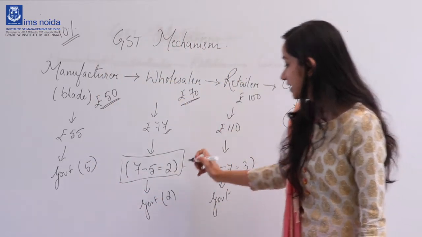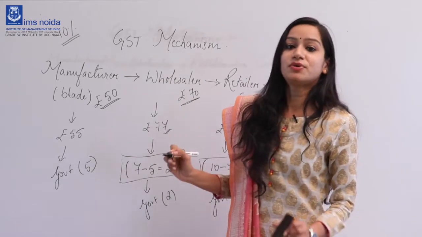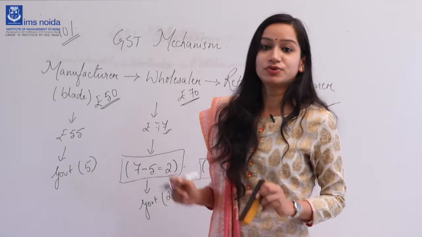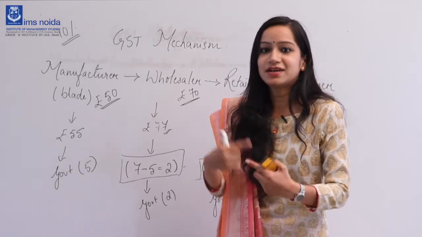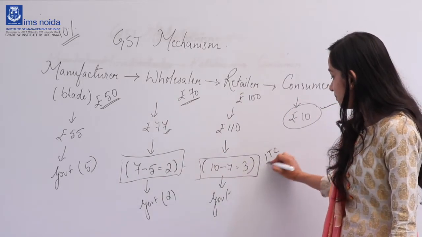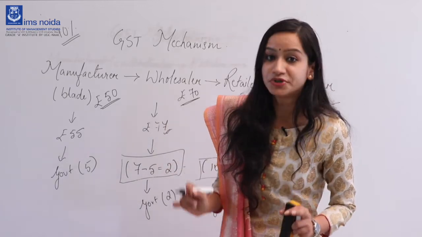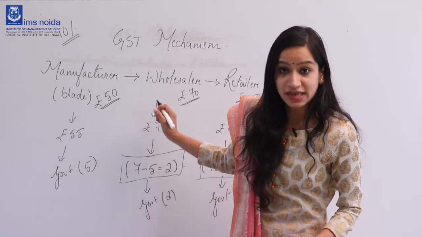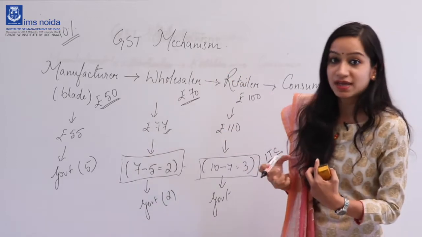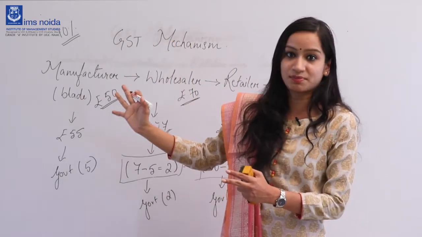We need to be very clear about ITC, that is input tax credit. We need to know about output tax, and we need to know about input tax. Just a little revision of what we have done. When we talk about input tax credit, ITC, it is the opportunity which the seller has to take back the amount of tax which he has already paid while he purchased the product.